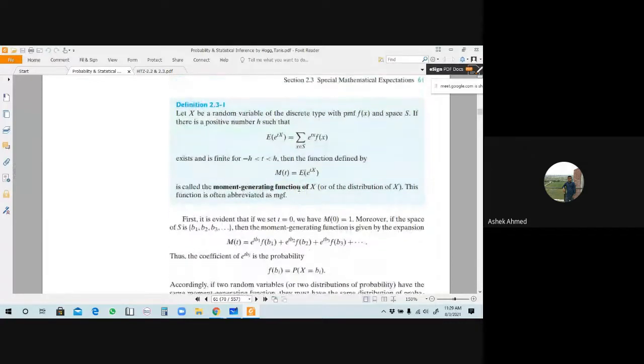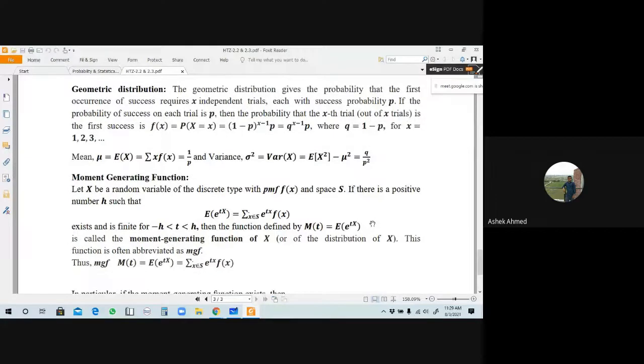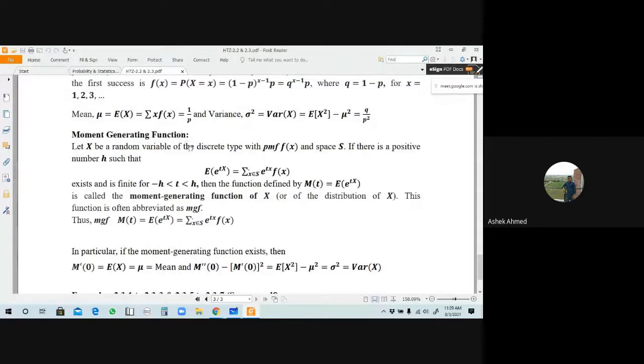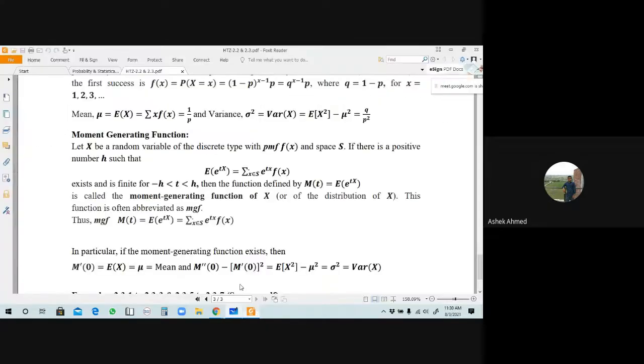This is the moment generating function of x. X is a random variable of the discrete type with PMF f of x and sample space S. If there is a positive number h such that the expectation of e to the power tx equals the summation of e to the power tx into f of x.